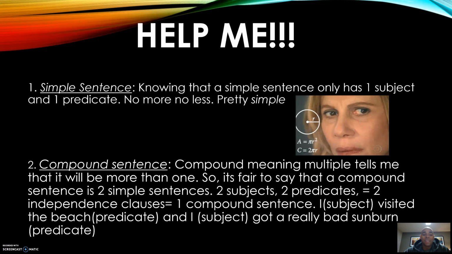Knowing that a simple sentence only has one subject and one predicate, no more, no less, it's pretty simple. A compound sentence, meaning multiple, tells me that there's more than one. Compound means multiple. So it's fair to say that a compound sentence is two simple sentences: two subjects, two predicates equals two independent clauses equals one compound sentence.